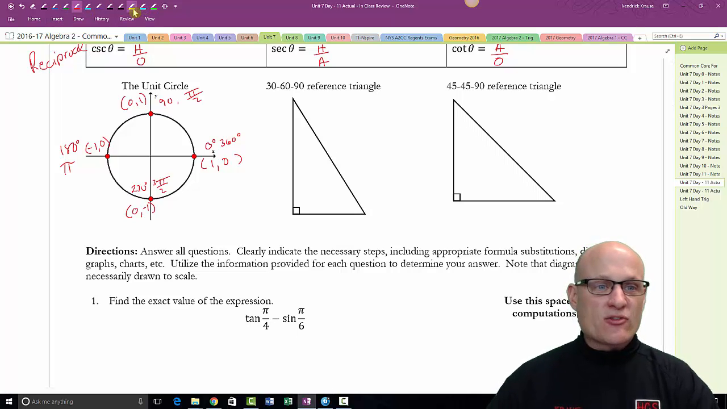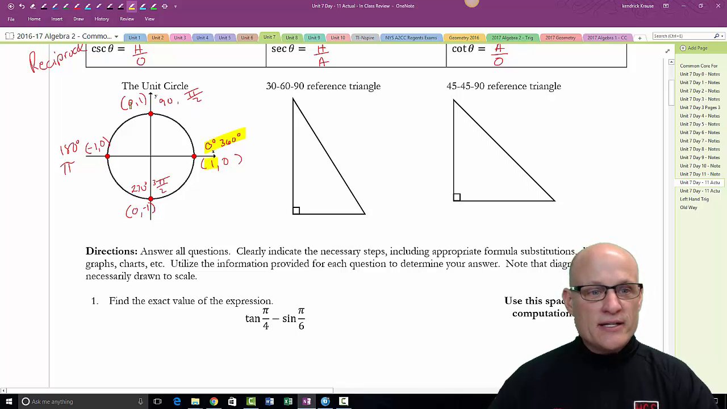Remember, the x value is the cosine. So the cosine of 0 is 1. The cosine of 90 is 0. The cosine of 180 is -1. The cosine of 270 is 0. And the cosine of 360 is 1. The sine is the y value. The sine of 0 is 0. The sine of 90 is 1. The sine of 180 is 0. The sine of 270 is -1. And the sine of 360 is 0 again.